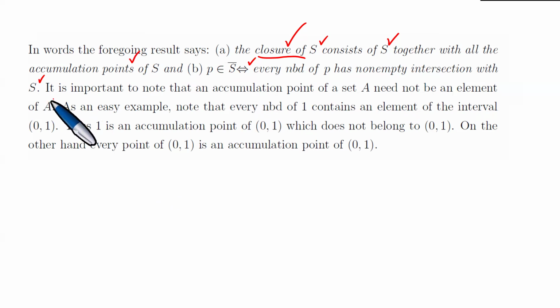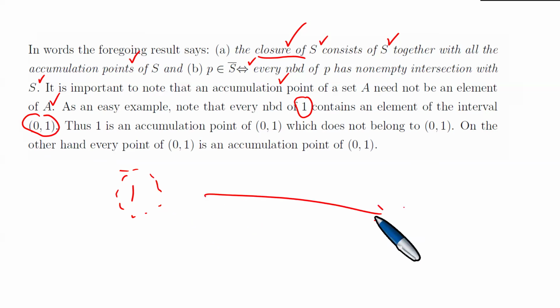It is important to note that an accumulation point of a set A need not be an element of A. We have already been stating this one. It can be different, so it need not be an element of A. As an easy example, note that every neighborhood of 1 contains an element of the interval (0, 1).